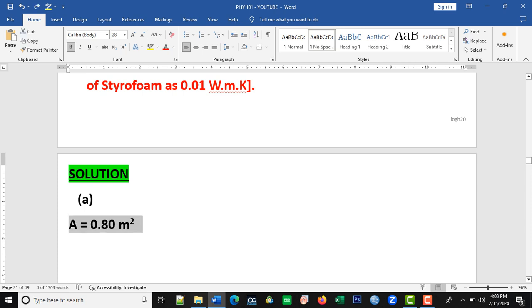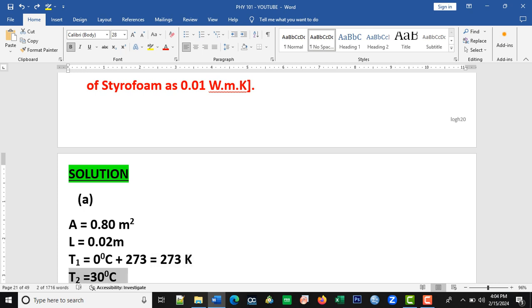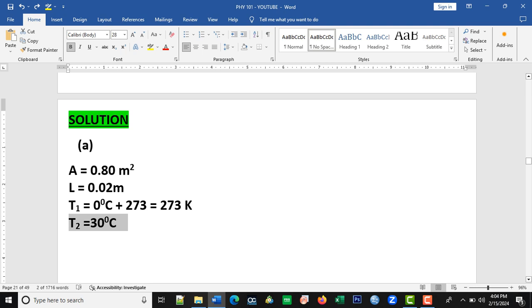The area is given. The length was given as the thickness. The first temperature, TC, we convert it by adding 273, and this will give us the equivalent value in Kelvin. Then TH, or here I use T2, still the same thing. TH, 30 degrees Celsius, convert it to Kelvin by adding 273. So we get the value 303 Kelvin.